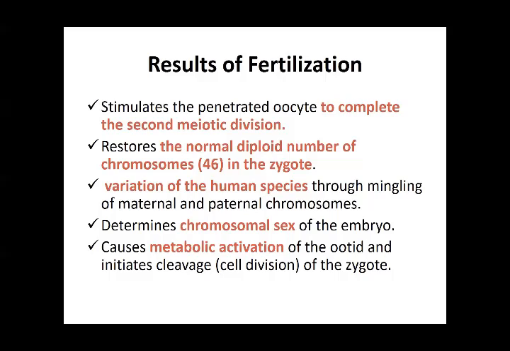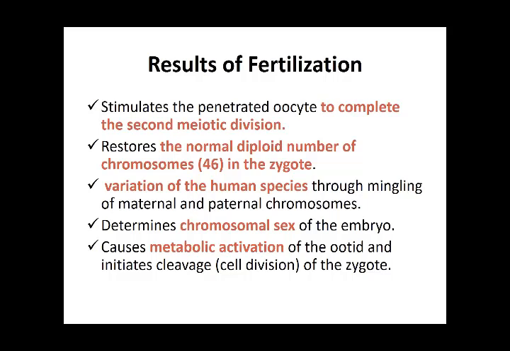That is, the two pronuclei meet together and then they go through all these changes. That means this is going to automatically result. It completes the second meiotic division, restores the diploid number of chromosomes, doubles the DNA material, produces variation, and mitotic cleavage starts, because then the cells have to go through the mitotic division.